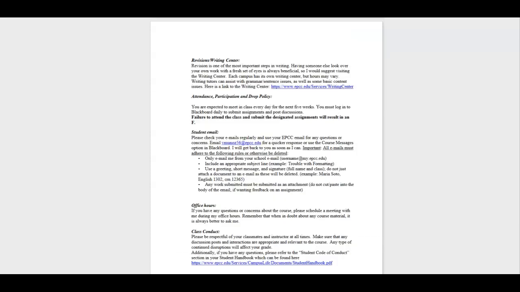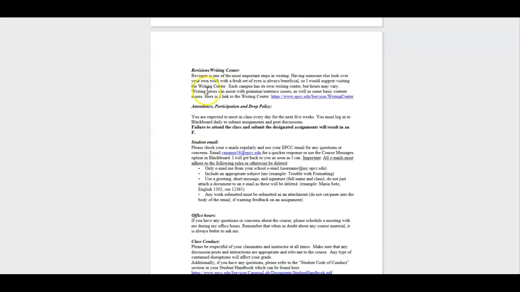Submit everything on Blackboard. Now, I highly suggest you all visit the Writing Center. The Writing Center you can visit at any of the campuses. If Valle Verde is your main campus, there's one right there, Valle Verde. It's a great writing center. If you can't visit any in person, go to this link here. This will take you to the Writing Center website. You can submit your work to the Writing Center online, and they'll check your work for you.